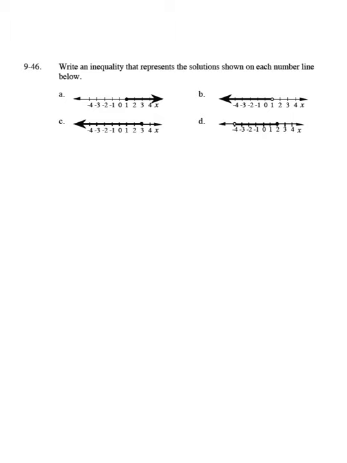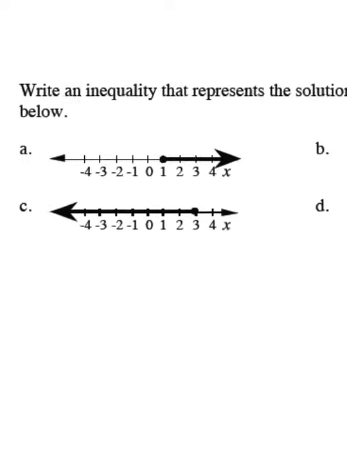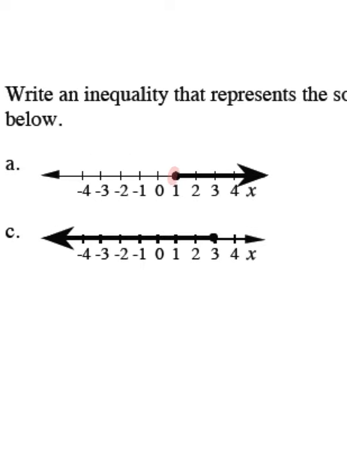Inequalities can be a greater than, a less than, or an equal to, and we're going to look at where the boundary point is, how it's shaded, and what direction it's facing. So here in problem A, I see that the boundary point is 1. Since the circle is colored in, I know it can be equal to 1, and then the arrow is darker pointing this direction, meaning x numbers that are going to be larger than 1. So the way we write that is we say x has to be greater than or equal to 1.